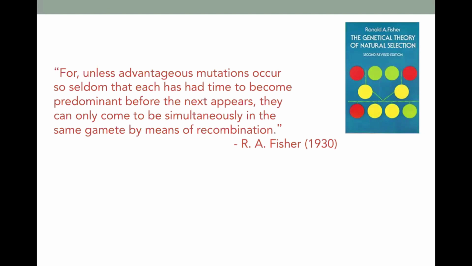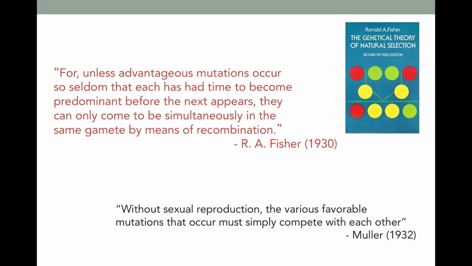So the first mention of the topic of selective interference was in the 1930s by Fisher and Muller. Here's what Fisher wrote: "For unless advantageous mutations occur so seldom that each has had time to become predominant before the next appear, they can only come to be simultaneously in the same gamete by means of recombination." And Muller wrote something similar: "Without sexual reproduction, the various favorable mutations that occur must simply compete with each other."